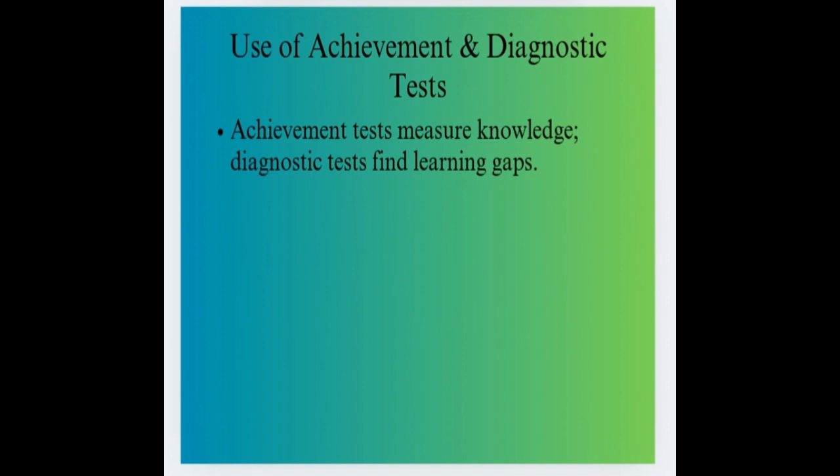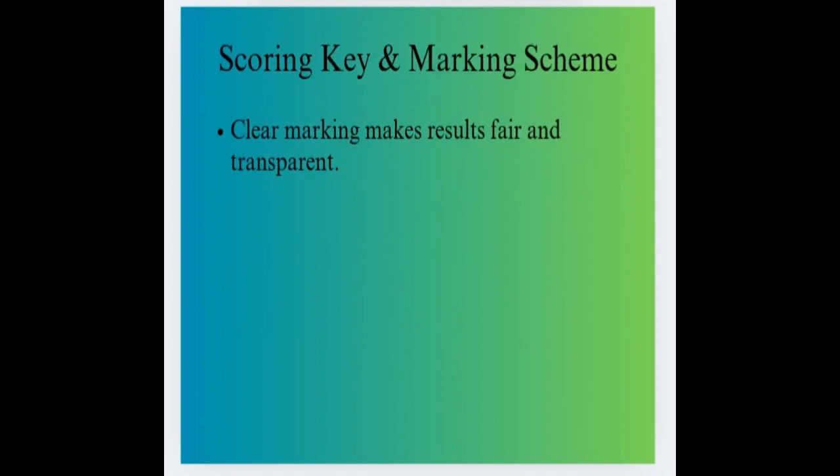And use of achievement and diagnostic tests. When an achievement test measures knowledge, the teacher should use it properly. When it comes to a competition, and the teacher has identified that this person will do drawing well, the teacher should insist, hey, you have interest in that, right? Why don't you enroll? Proper advice is needed at a proper time. Okay. Scoring key and marking scheme. It should be transparent and fair.